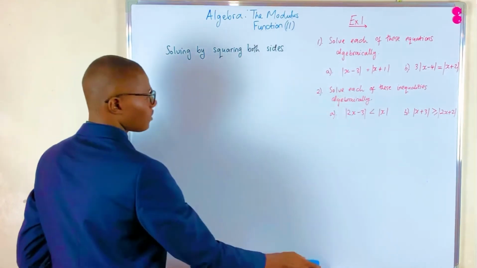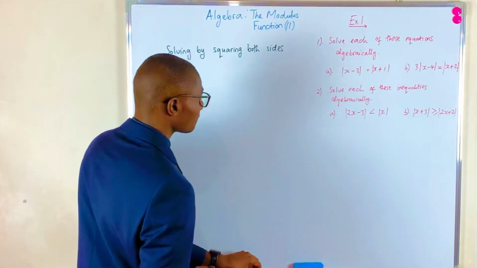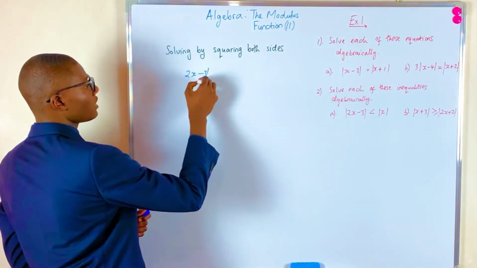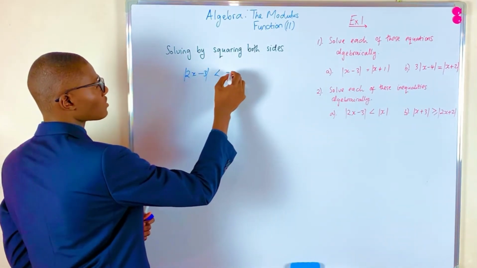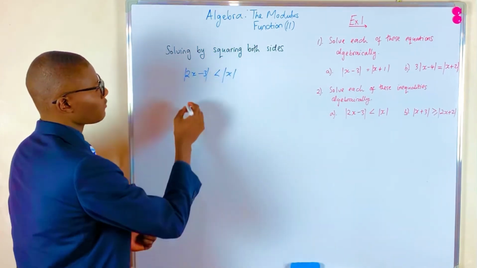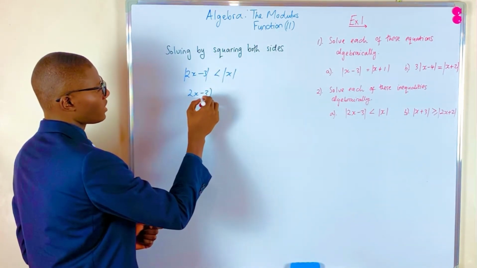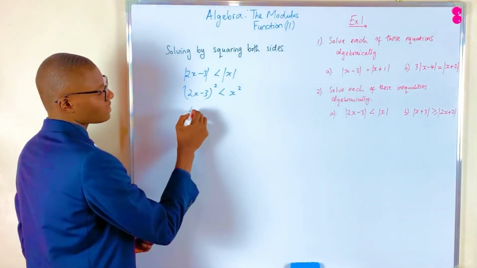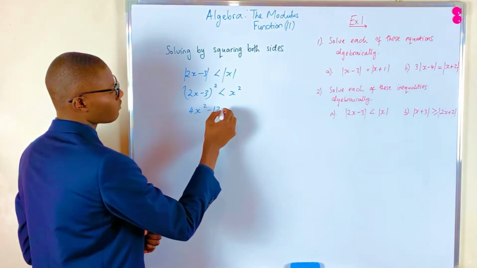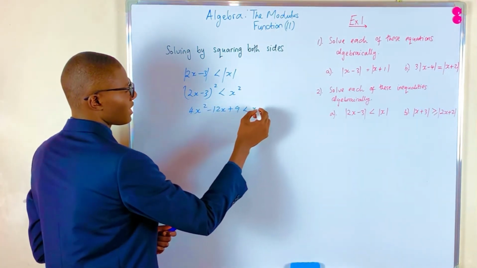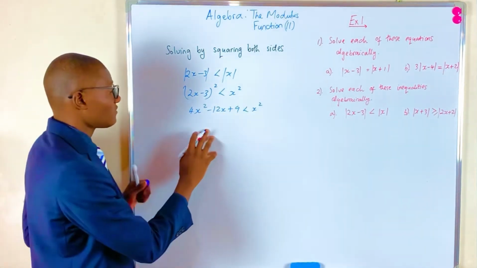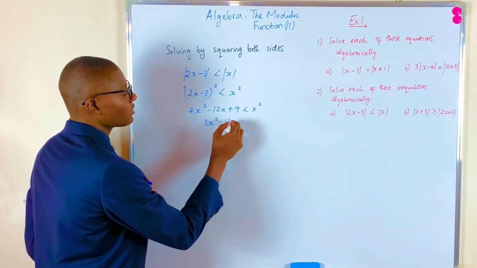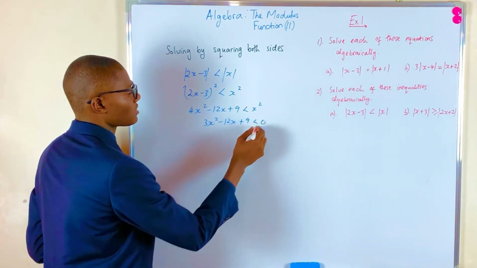Okay, so number 2a requires us to solve the modulus of 2x minus 3 being less than the modulus of x. So first step, if we square both sides, (2x minus 3) squared being less than x squared, then expand: we're saying 4x squared minus 12x plus 9 is less than x squared. Taking x squared to the left hand side, we've got 4x squared minus x squared to get 3x squared minus 12x plus 9 being less than 0.